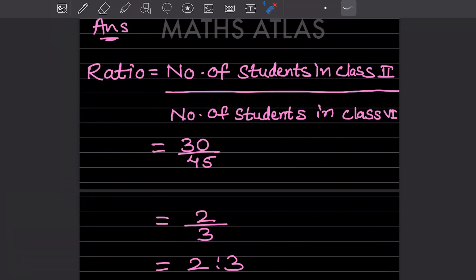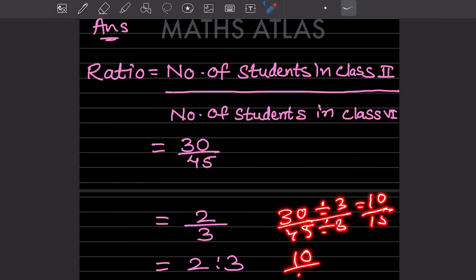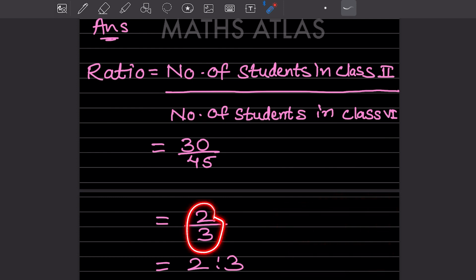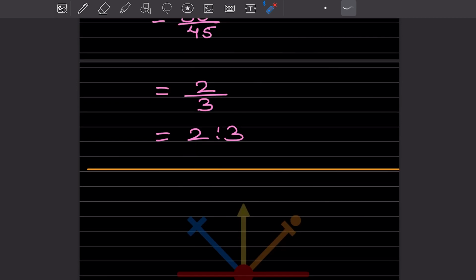So now what you can do here, this 30 by 45. If you know the 15 times table, both go with the 15 times table. So this is going to be 15 twos and 15 threes, so 2 by 3. Or you can divide both by 3. So what do you get here? 10 by 15. Again, this 10 by 15, you are going to divide by 5. So this goes by 2 and this goes by 3. So 2 by 3, but we want it as a ratio, so we write here 2 is to 3.